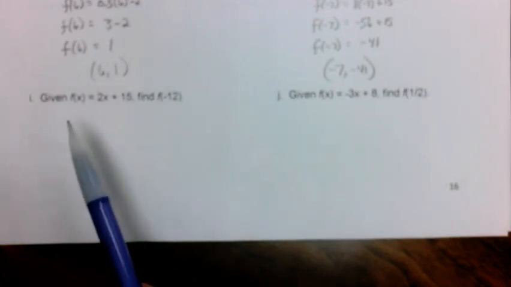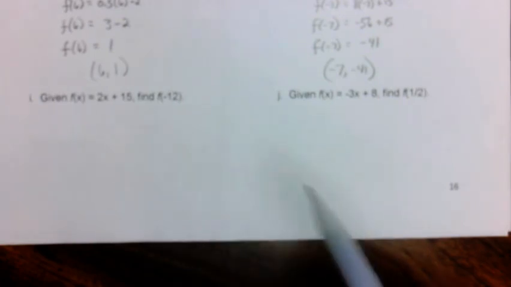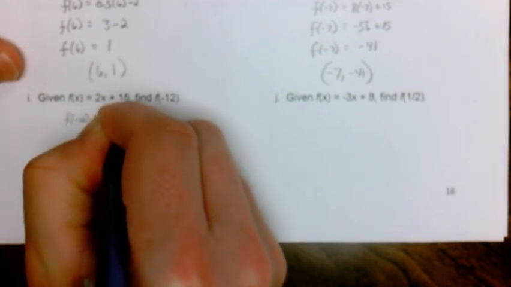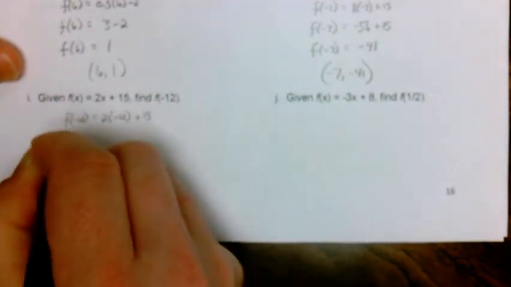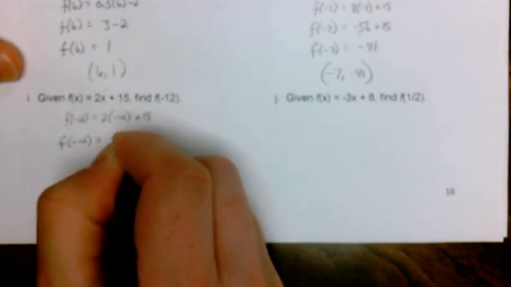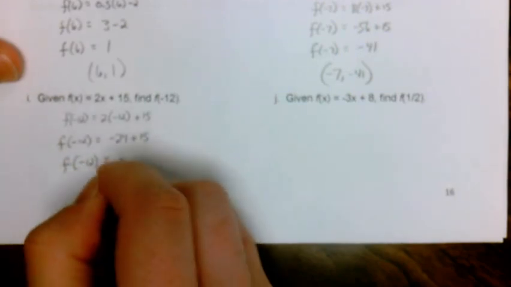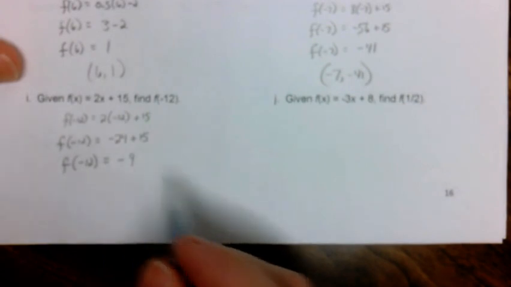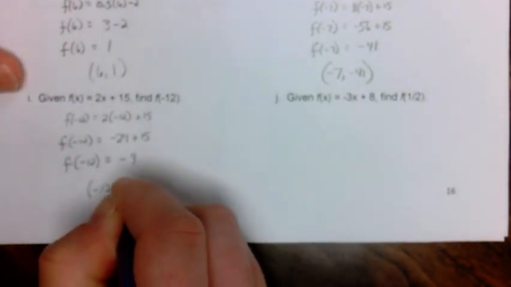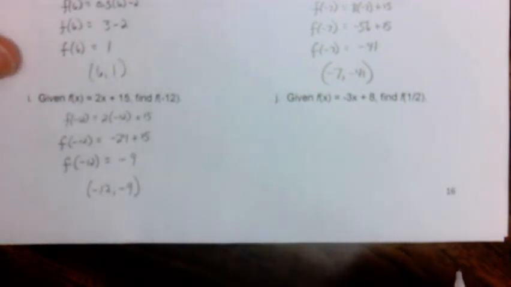Our next function rule says f of x equals 2x plus 15. Find f of -12. -12 is our input. So f of -12 equals 2 times -12 plus 15. We need to multiply. 2 and -12 makes -24. And then if we add, -24 plus 15 is -9. So -9 is our output, meaning that the solution here as an ordered pair would be -12 comma -9. An input of -12 led to an output of -9.